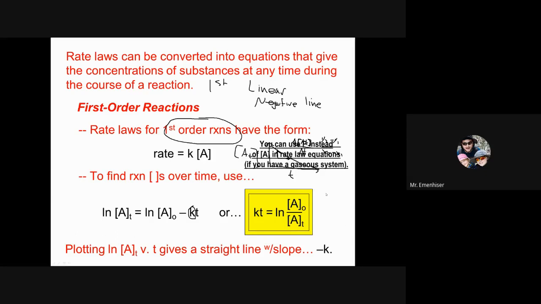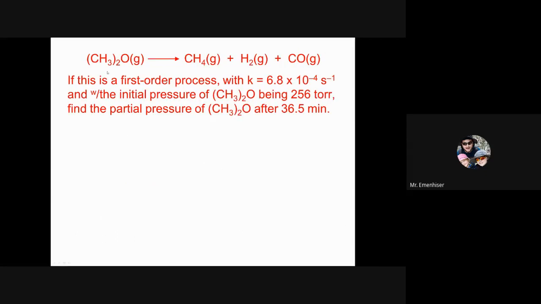Okay. All right, here's our reaction. CH3... trying to think what that is. It will decompose to make methane, CH4, plus H2 plus Cl. This is a first order process with k equal to this, and with an initial pressure of 256 torr. That's one of the units of pressure. We can do this problem just like we would do it in concentration, although I almost never see it with pressure. So this is a rare example where we're seeing it with pressure. And then we want to find the partial pressure of this substance after 36.5 minutes.